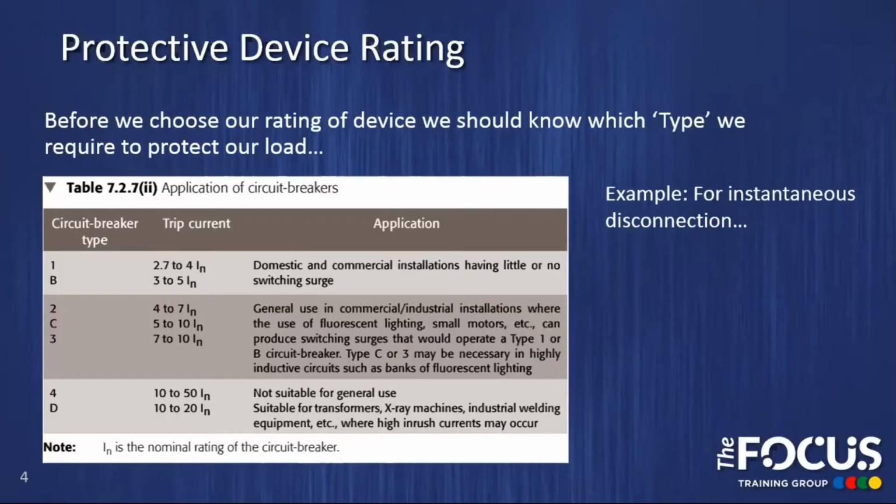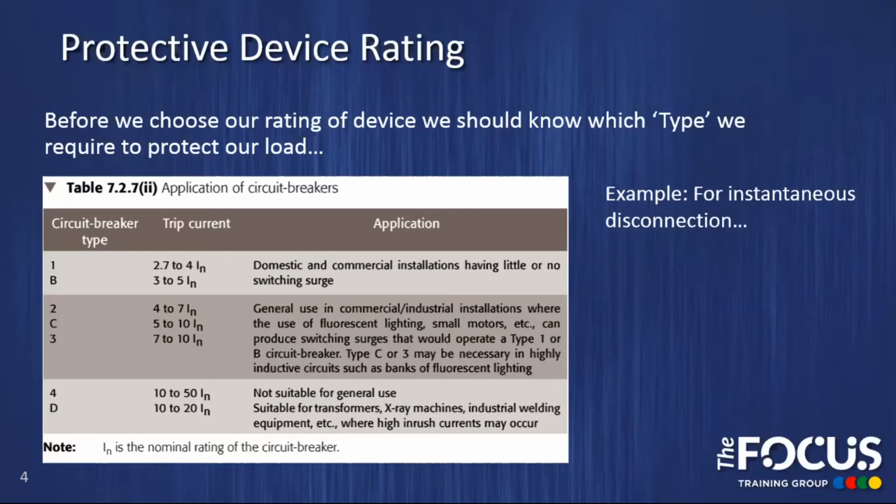Before we choose our rating of device, we should know which type we require to protect our load. For the purposes of this short video, we're just going to concentrate on circuit breakers, and in particular the modern types. The table shown, 7.2.7, is from the IET on-site guide, and shows circuit breaker types with the trip currents and their applications. We'll concentrate on the modern types of circuit breakers, so type Bs, Cs and Ds.